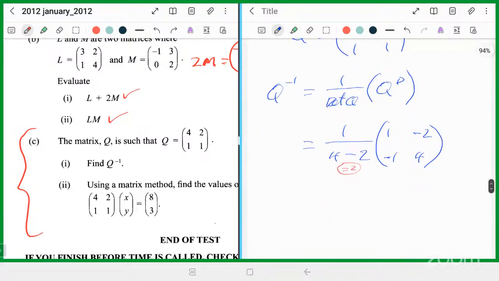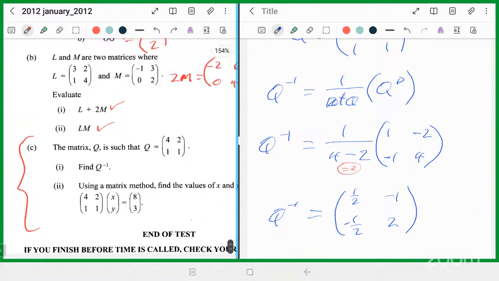And so the final result can be obtained by dividing each of these values by this determinant of 2. So 1 divided by 2 is 1 over 2 or half. Negative 2 divided by 2 becomes negative 1. And negative 1 divided by 2 is negative half. And 4 divided by this 2 is 2. And so this is your Q to the minus 1, the inverse matrix. That finishes that.